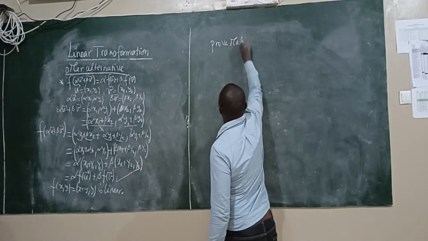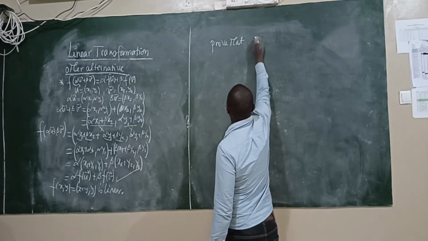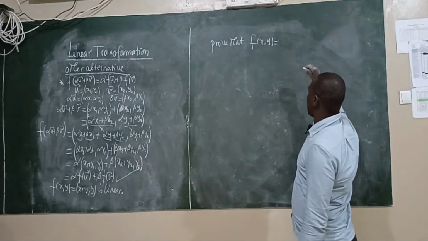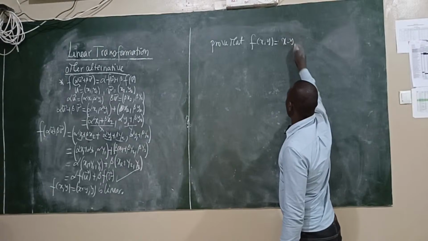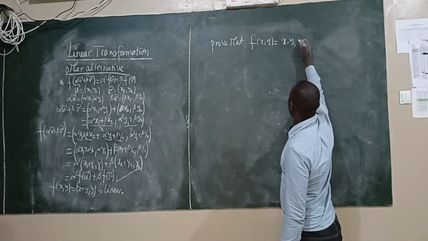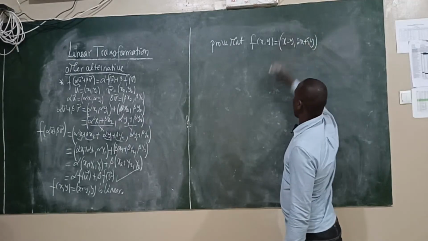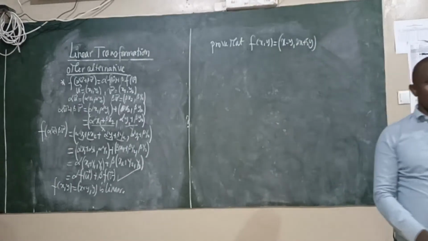Prove that the transformation f(x, y), which is (x minus y, 2x plus 5y). Are you getting that?